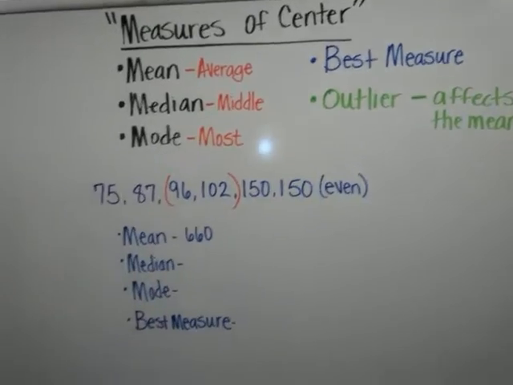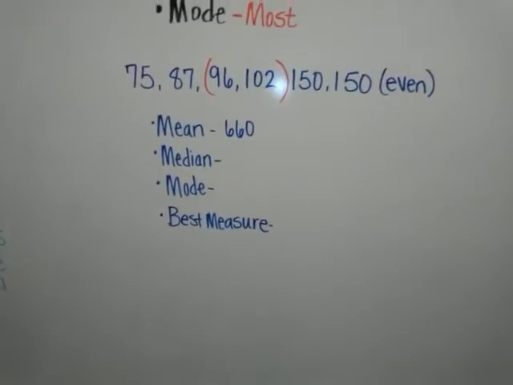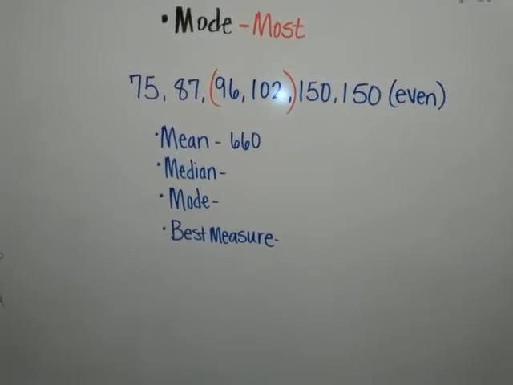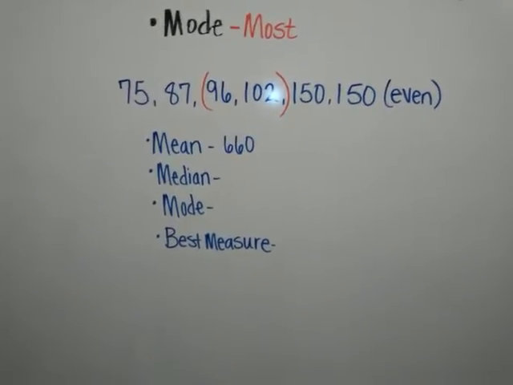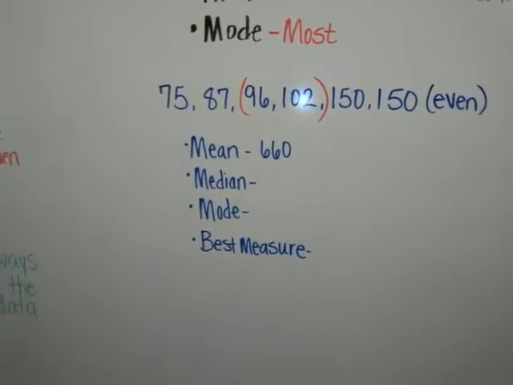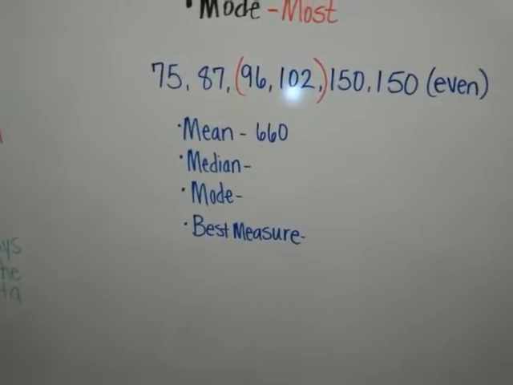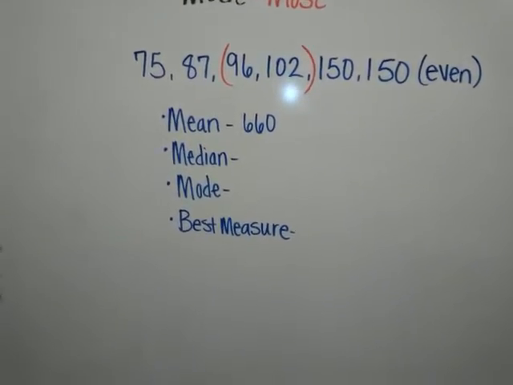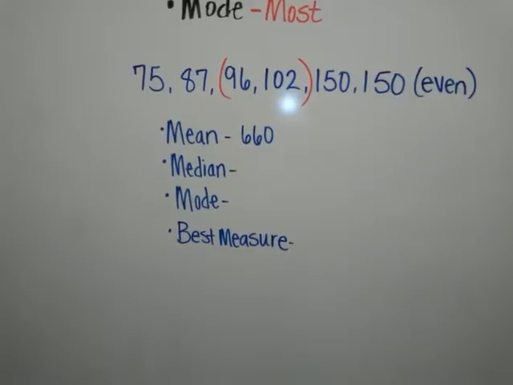All right, let's look at this data set we do have here. This data set is fairly close in proximity, the values, except for 150. Those are like outliers within all of the rest of the data set. So let's go ahead and again identify all of the measures of center and then pick the best measure that best represents this data set.